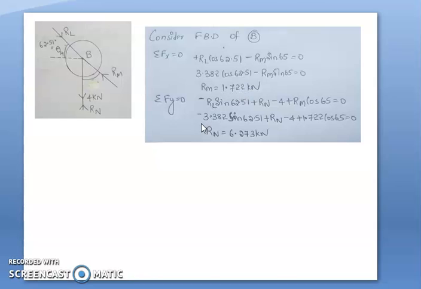Now coming to the second condition, summation of Fy equal to 0, it works out to be minus RL, vertical downward direction, sin 62.51, plus RN, minus 4 downward direction, plus RM vertically upward, so it will be plus 1.722 cos 65, which is equal to 0, and only one unknown is your RN, and RN works out to be 6.273 kilonewton. This is all about this particular problem.